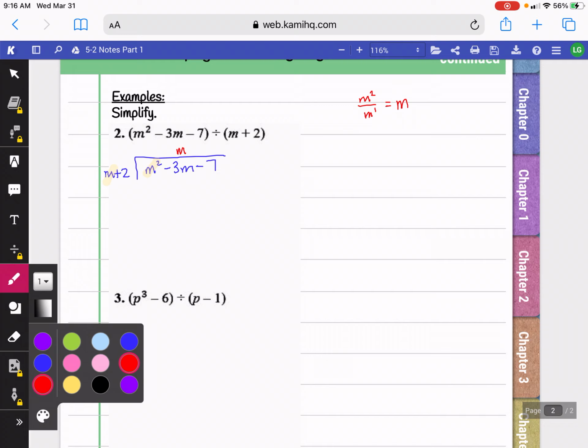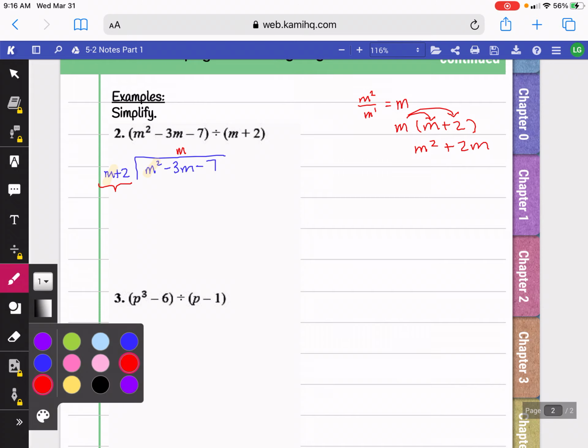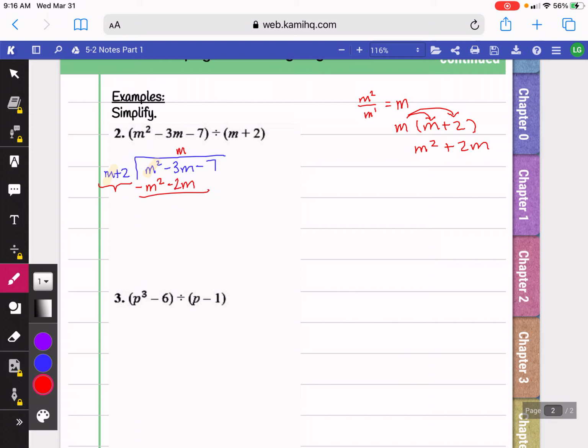So after you divide, your next step is to multiply. So I'm going to multiply m. Remember, we're using this when we multiply by the m plus 2. So I get m squared plus 2m. When I write that underneath my long division, I change the signs. So negative m squared minus 2m. Negative 3, negative 2 would be negative 5m. And I can bring down my minus 7. And now I'm going to repeat.